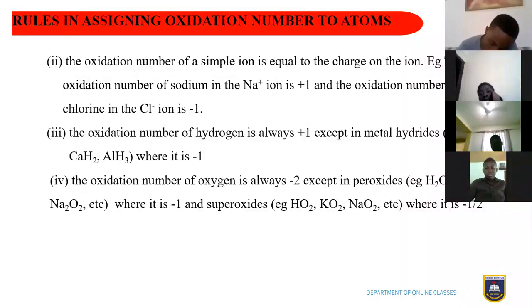we have others like K2O2, that's potassium peroxide. Oxygen is -1 in that. I'll show you how to calculate the oxidation number pretty soon. But apart from that, in all other compounds, oxygen is -2. That's its oxidation number.